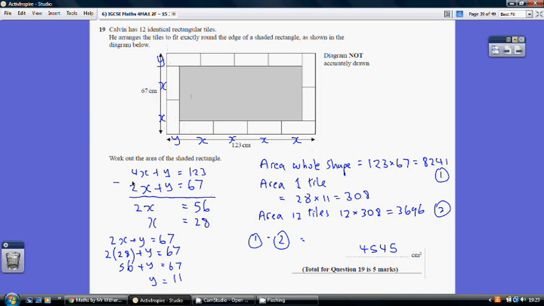So 2x plus y equals 67. That's my first equation I constructed. Now looking across this row at the bottom, x plus x plus x plus x plus y must be 123.